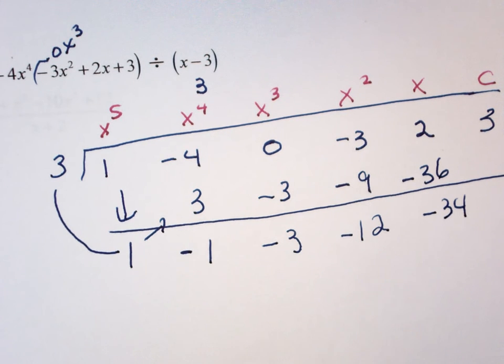3 times negative 34, now it's going to be a big number for me, so that's going to be a 12, 102, I hope, negative. And then, and add, I end up with a negative 99.